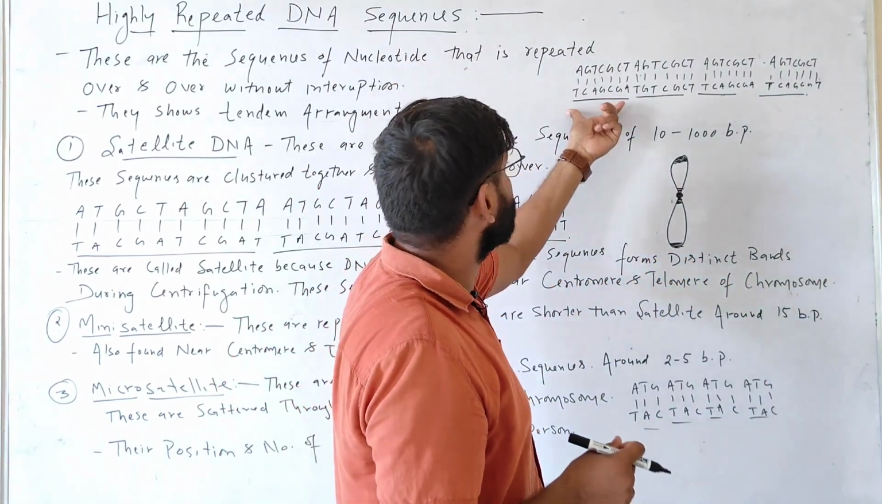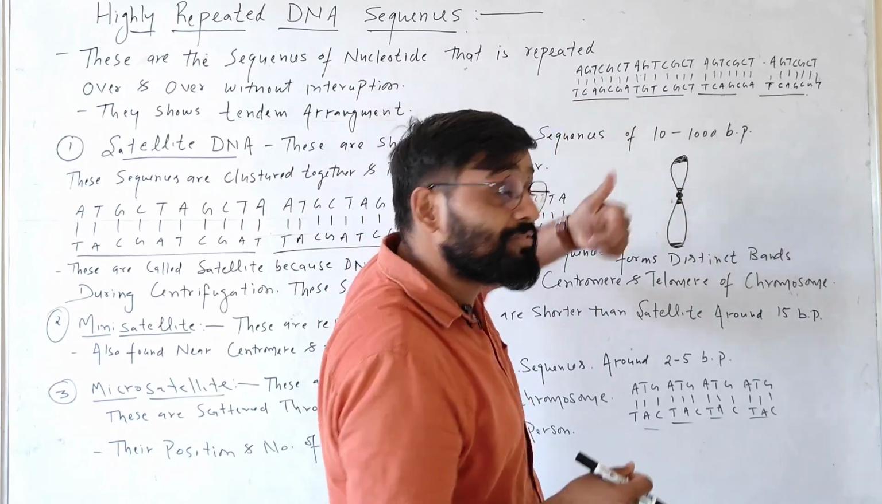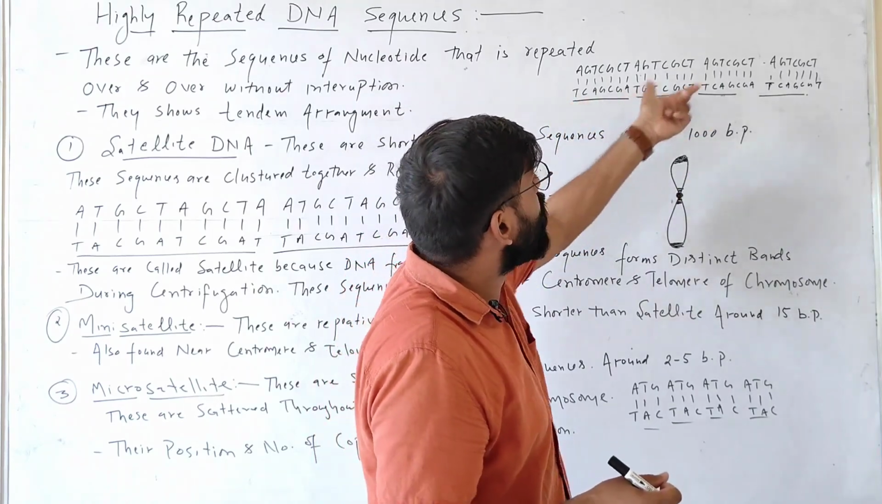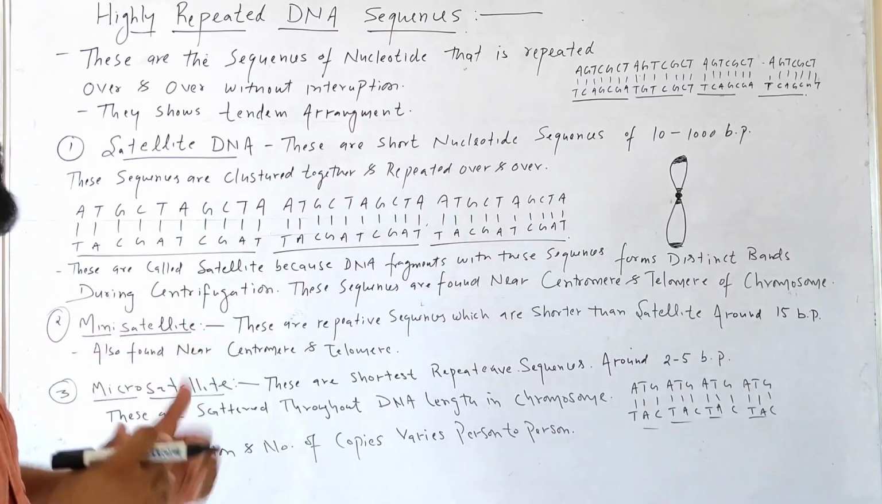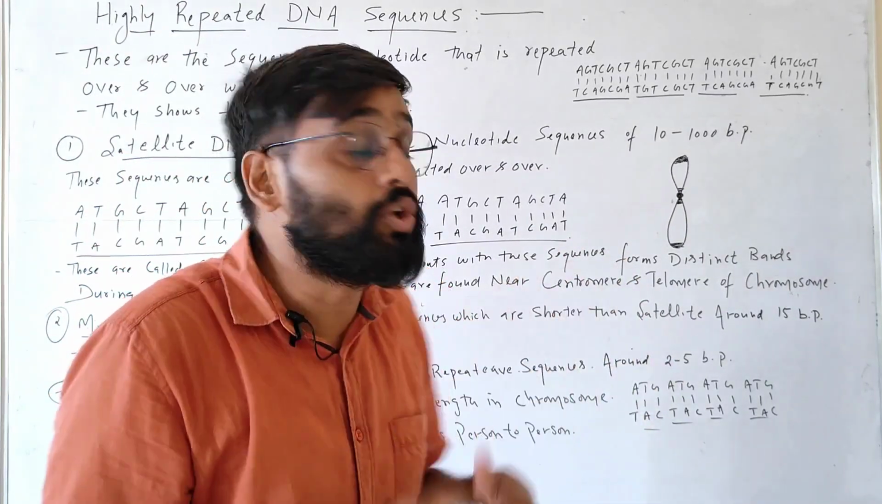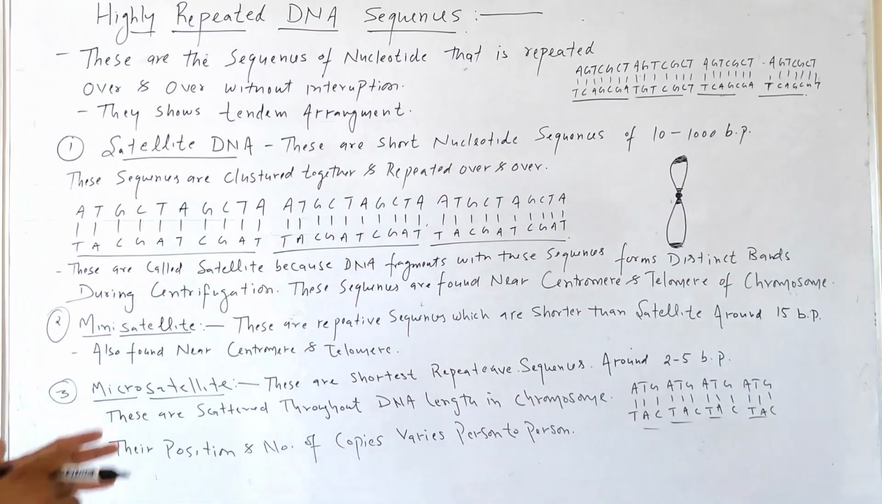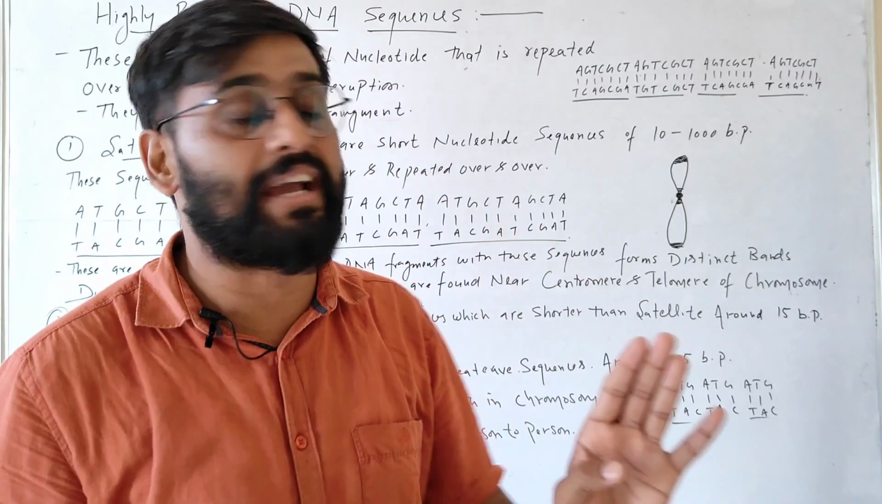When one DNA sequence is repeated just after the end of the previous sequence, it is repeated over and over. So these are DNA sequences which are repeated over and over without interruption in the DNA or in our genome. These types of sequences are called highly repeated DNA sequences. They fall in three categories.